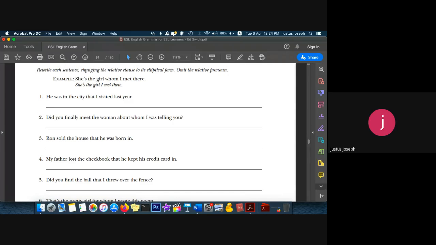Next exercise. Rewrite each sentence changing the relative clause to its elliptical form. Now this is something that I wanted to teach you where I skipped, because none of you were responding. So chalo, we'll learn this as an exercise here. Look at this sentence. She's the girl whom I met there. Now here, the word whom is being used. Now look at this sentence here. She's the girl I met there. Is this sentence wrong? Have you seen such sentences?